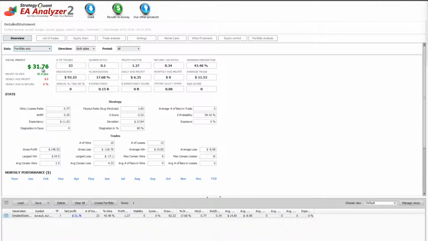So $31.76 was the profit. And here you can see drawdown was $92 at some point. This is 17.68%, quite a high drawdown. I don't usually have such large stop losses that we get this kind of drawdown, but this was due to those foolish trades on Wednesday, I think it was. And here you can see 43.48% of the trades were profitable.